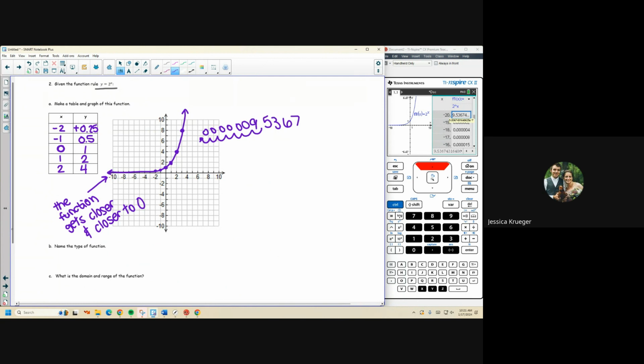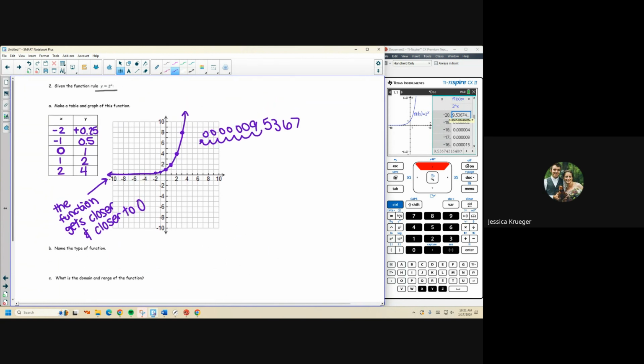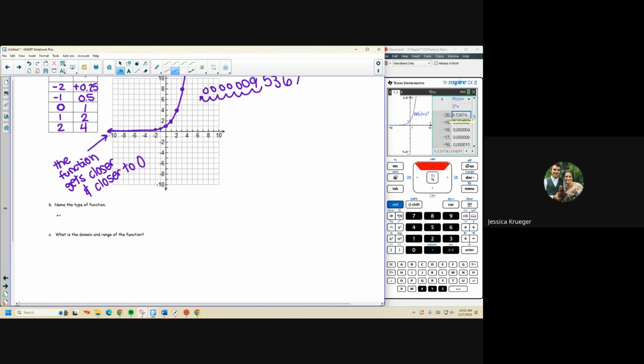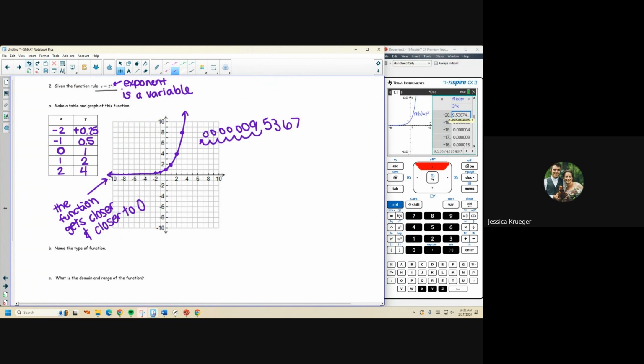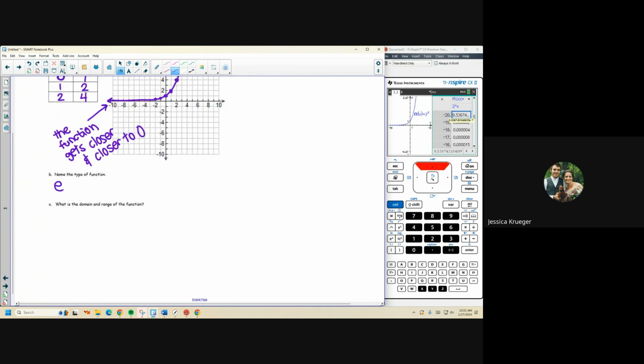The next thing it asks is to name the type of function. When your exponent is a variable, this is called an exponential function. And we are going to study this after we complete this unit. Exponential functions, they grow really slow at first and then they take off.